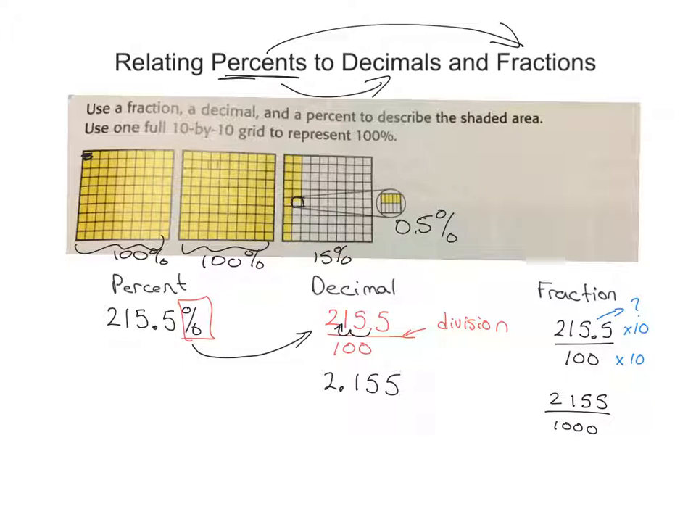So you can think of 215.5% as 2,155 over 1,000. We were able to take a percentage and transform it into a decimal, and we were able to take that percentage and transform it into a fraction. It's really important that we can do this, in particular when we solve problems here in the future.